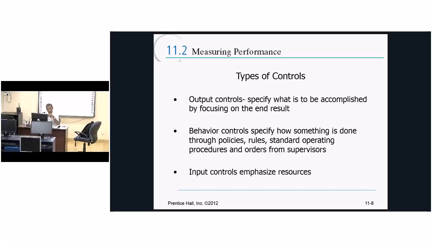Another type of measurement is behavioral measurement. You measure whether people are coming to work on time, whether they are leaving on time. And if somebody is continuously not coming to work, or coming to work late every day, then you have to take disciplinary action against that particular person. Why? It is not an acceptable level of performance. So that's the second type of control, behavioral control. You have two types of control: output controls and behavioral controls.